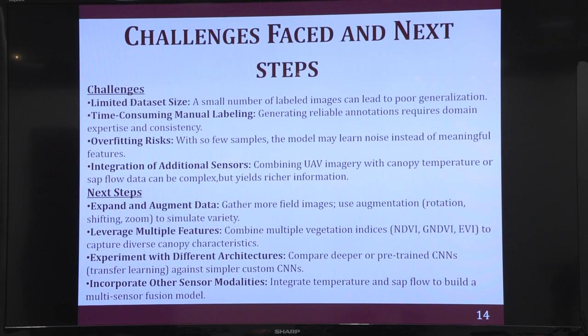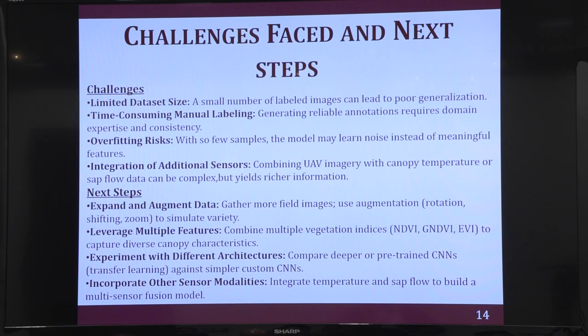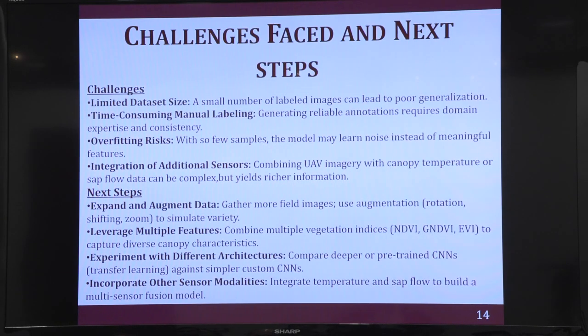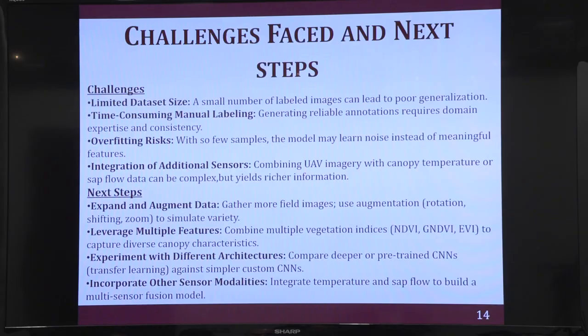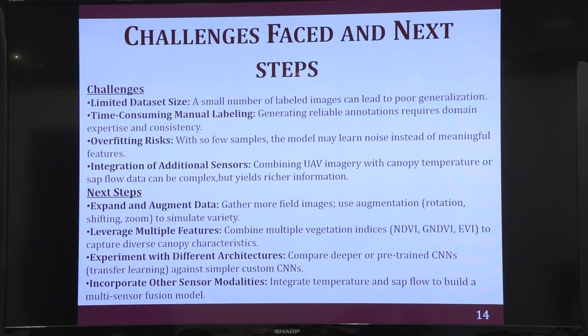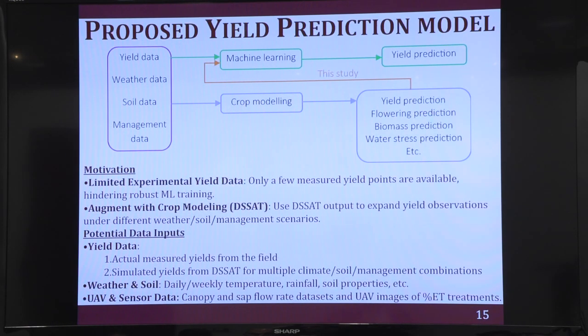So what are the challenges? Looks like the same challenge in deep learning AI: the limited data set, a lot of time to label the images, overfitting risk, and things like that. The next step is to augment data. I think we talked a little bit about synthetic data sets, and maybe that might be something they're going to do here as well. And leverage multiple features instead of just one feature, and other data sets as well. Looks like they want to integrate the temperature and a SAT flow meter, and then go for a multi-sensor feature model.